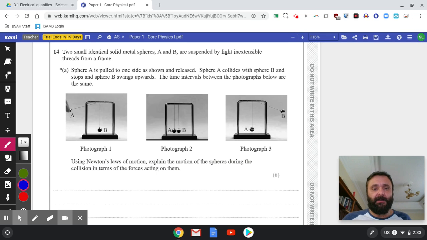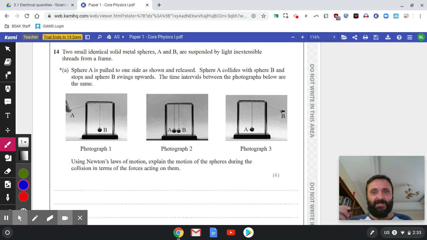Right, question 14. It's applying Newton's laws of motion. Right, this is a Newton's cradle, by the way. This is a piece of kit that was designed and invented by Sir Isaac Newton to demonstrate conservation of momentum. But anyway, it wants us to apply Newton's three laws of motion.